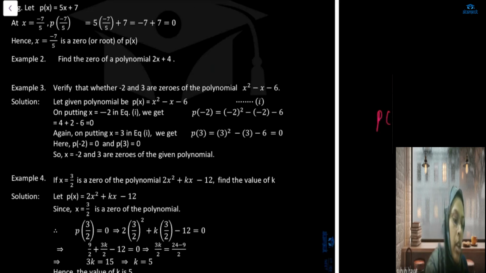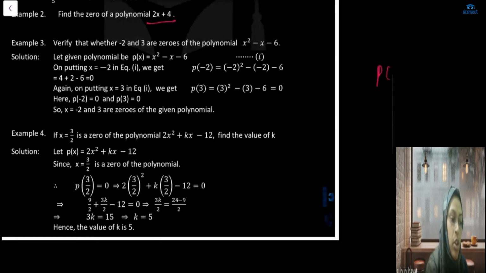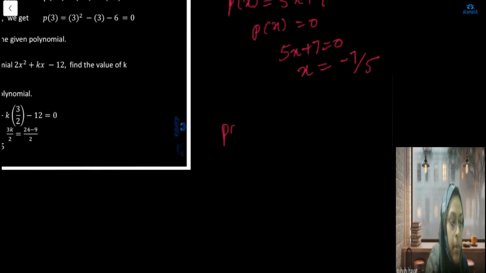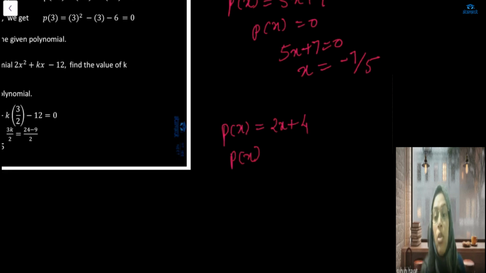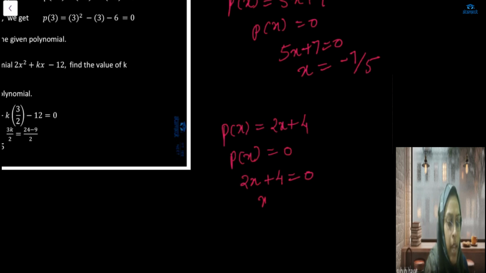Find the zero of the polynomial 2x plus 4. If you are going to find the zero of the polynomial 2x plus 4, so p(x) is equal to 2x plus 4. Now we find the zero of the polynomial by equating it to 0. So 2x plus 4 is equal to 0, x is equal to minus 4 by 2, which will give you minus 2. So minus 2 is the zero of the given polynomial. Okay, understood?